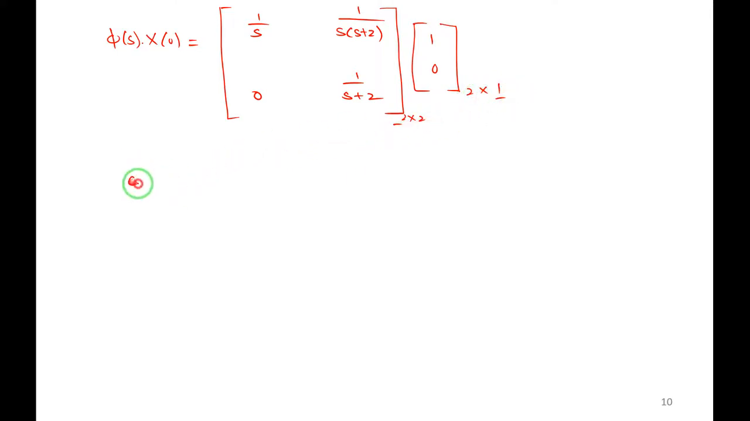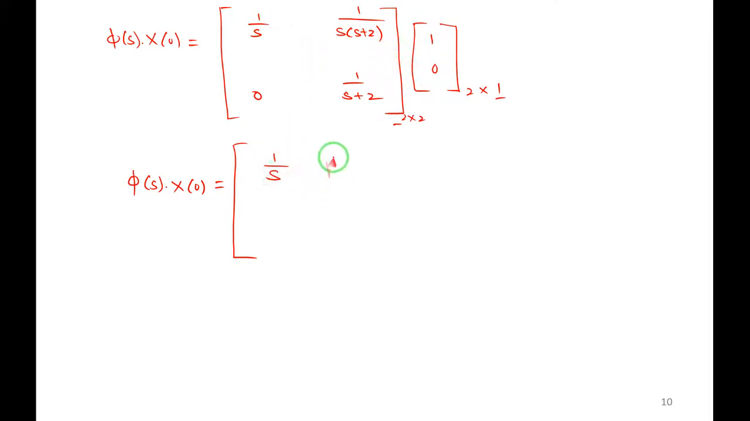So phi of S into X of 0, let me write it. Phi of S into X of 0, that is equal to what I will be getting. Whatever the resultant matrix I am getting, it is of the order 2 cross 1. 2 rows will be coming and only 1 column, right? So first row, first column element: multiply 1 by S into 1, plus 1 by S plus S into S plus 2 into 0. So this will vanish. So I am getting 1 by S. I hope you are getting.